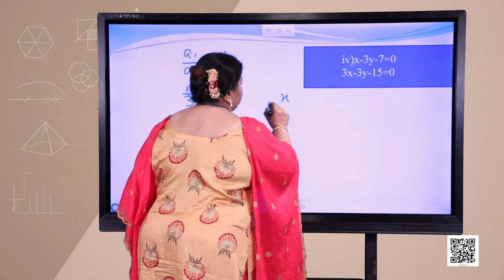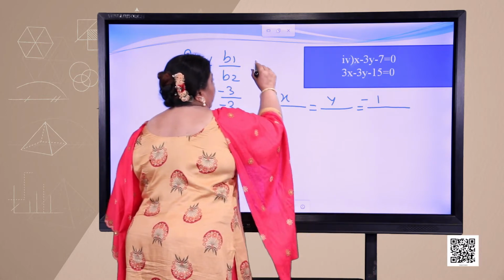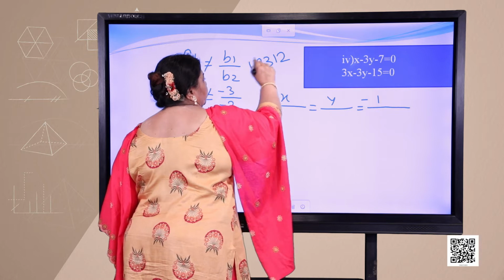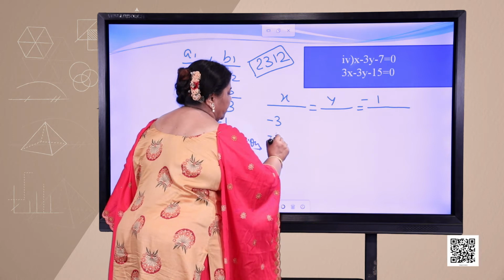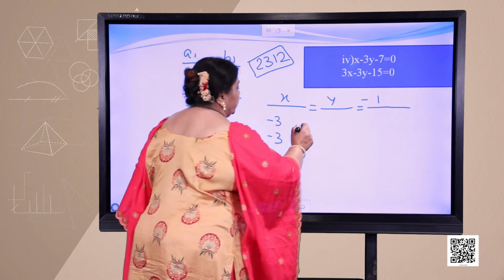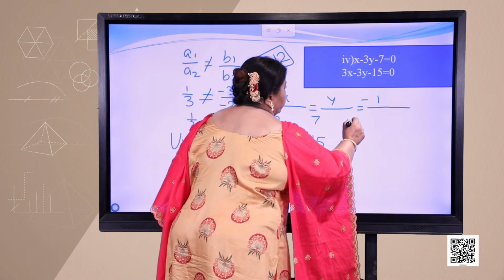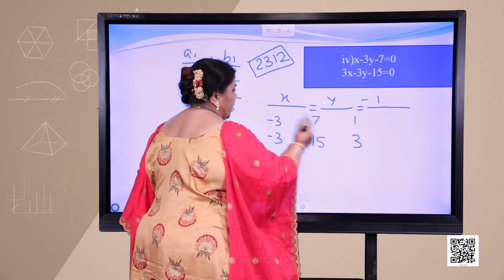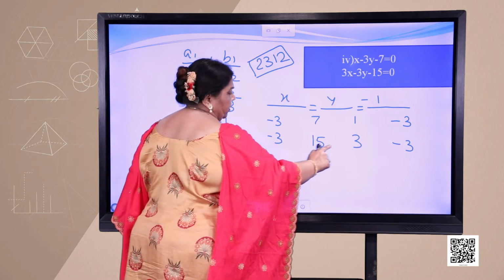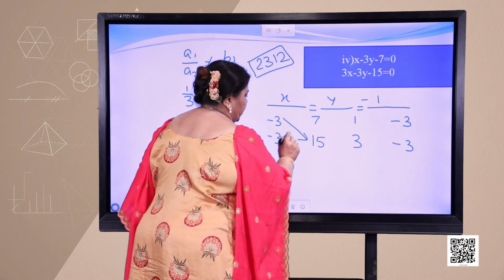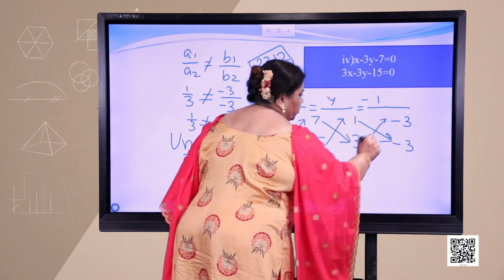We have x upon, y upon, minus 1 upon. I told you to remember 2, 3, 1, 2. This pattern you should remember. 2 stands for coefficients of y, 3 is constant terms, 1 is coefficients of x and again we have coefficients of y. So, 2, 3, 1, 2. Now, we multiply this way and subtract these two terms, top to bottom and bottom to top.